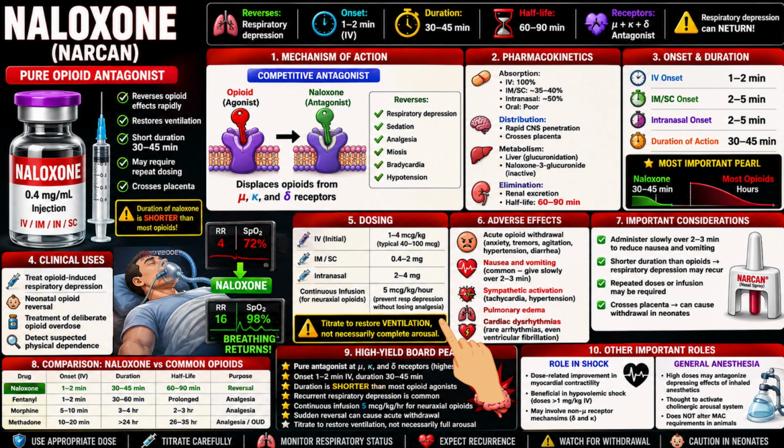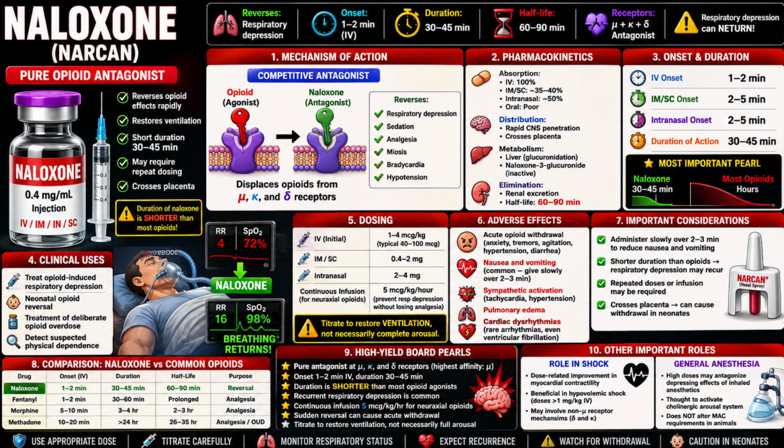IM or subcutaneous, 0.4 to 2 milligrams. Intranasal, 2 to 4 milligrams, the community overdose reversal dose most people are familiar with. For sustained reversal, particularly with neuraxial opioids, where you want to maintain analgesia while preventing respiratory depression, a continuous infusion of 5 micrograms per kilogram per hour threads that needle. Given that low, steady infusion rate prevents ventilatory depression without stripping away the analgesic benefit the neuraxial opioid was providing in the first place. The titration principle that matters most.